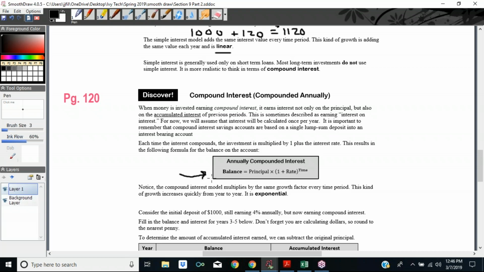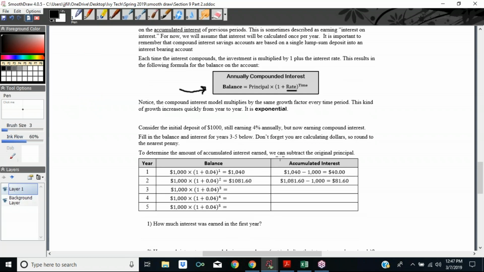And here's what the formula looks like. It's an exponential model, and again, remember the rate is a decimal. So the balance is the principal times 1 plus the rate to the time power. So let's look at how this works with the same idea, just compounded annually rather than the 4% simple interest. In year 1, you would have 1,000 times 1 plus 0.04 to the 1 power, which is $1,040.